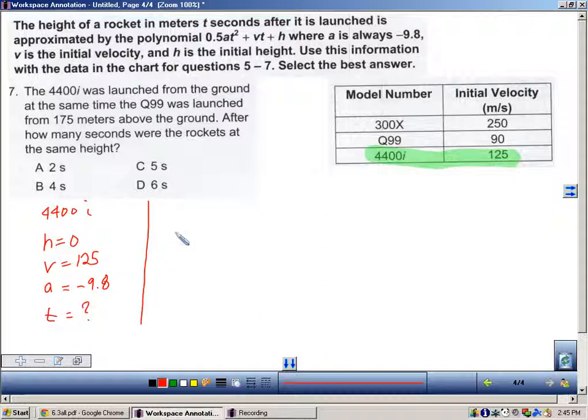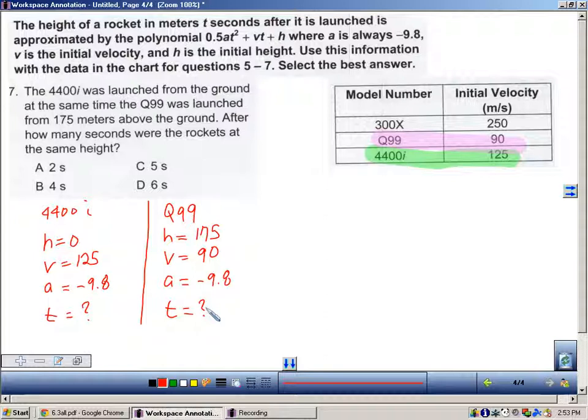So that's for that situation. Now the other rocket, the Q99, alrighty, the Q99, similar situation. The Q99 was launched from 135 meters above the ground. So the initial height there was 175. The velocity based on the chart is 90 meters per second. And acceleration is the same. It's gravity. Again, we're trying to find the time when these 2 rockets had the same height.